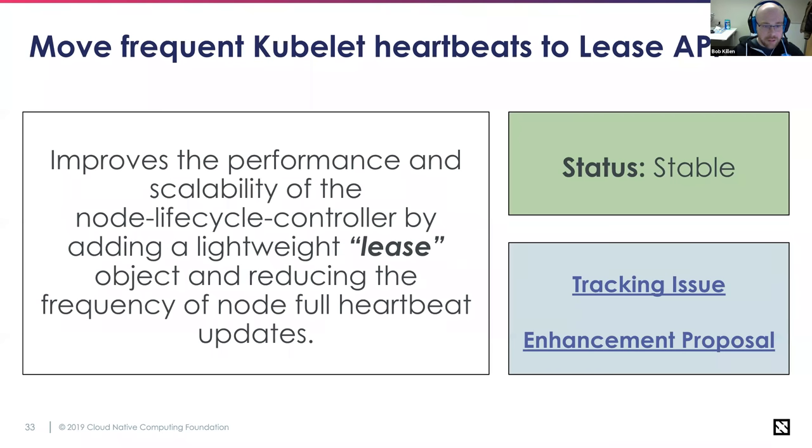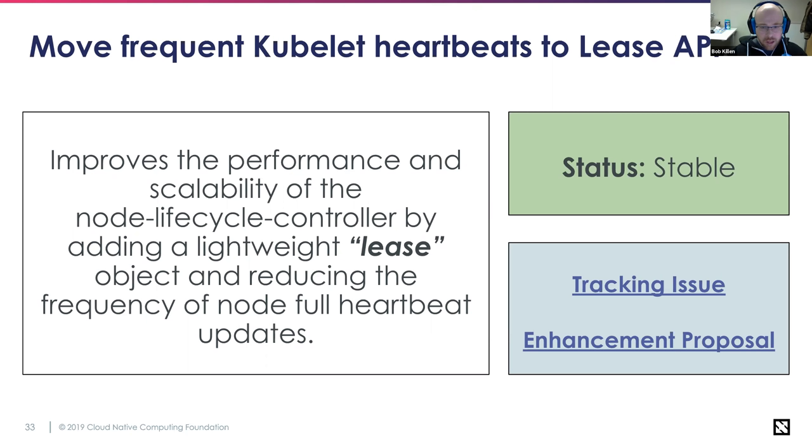Next, move the frequency of the kubelet heartbeats to the Lease API. This is another backend thing that end users generally won't interact with too much, but it will serve both as a performance boost and remove some of the scalability limits encountered with clusters with more than 2,000 nodes.